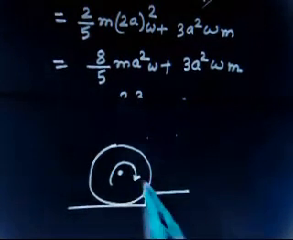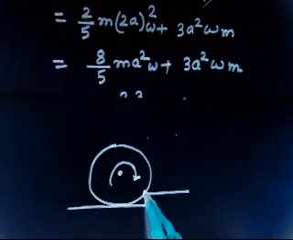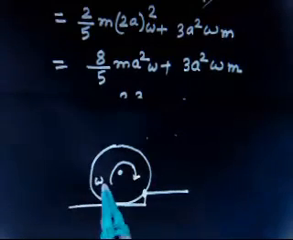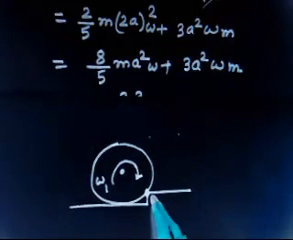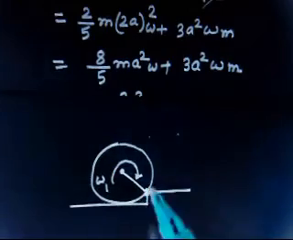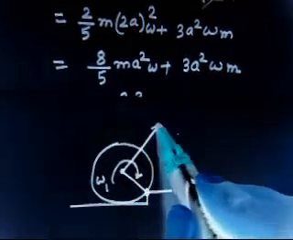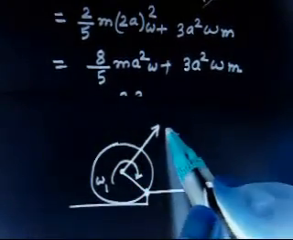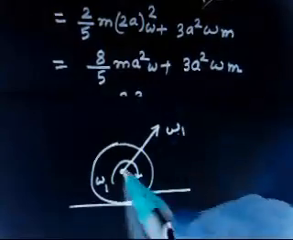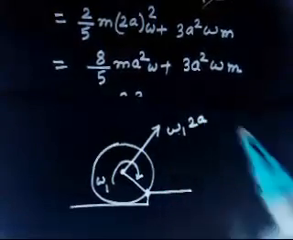So now this sphere is rotating about this point. So let us say omega about this point is the rotation. So what is the velocity of center of mass? This time velocity will be perpendicular to this line. Omega 1 into this length, 2a, so 2a omega 1. Are you getting?